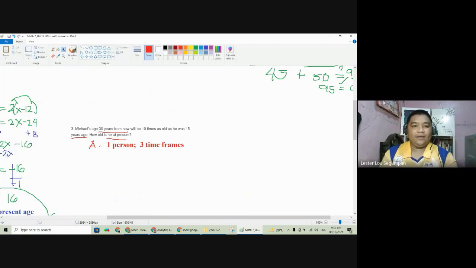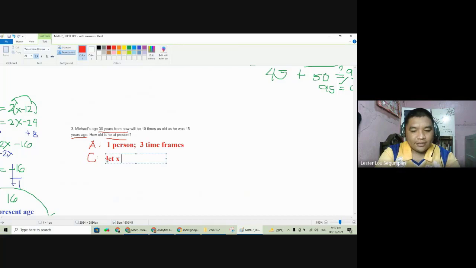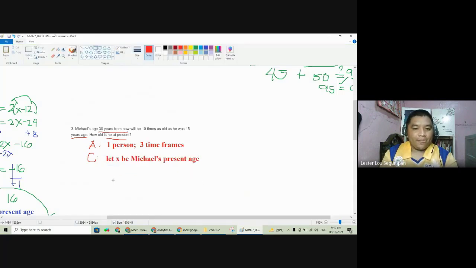This is just A. So we have here concede. And as I had told you, we're going to give the x or the simplest form of the variable to the younger person at present. But since we only have one person, we don't have any other younger, so definitely it will be given to Michael. So we will have here, let x be Michael's present age.